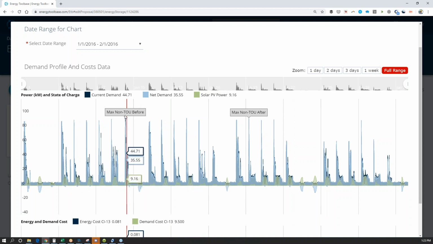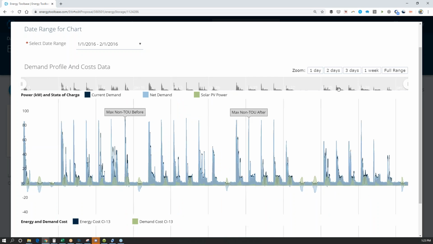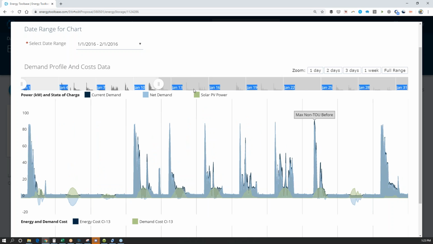What we're looking at is what was our max rate before and our max rate after. And so what we're seeing here, we can inspect the whole month, or just inspect the time range.